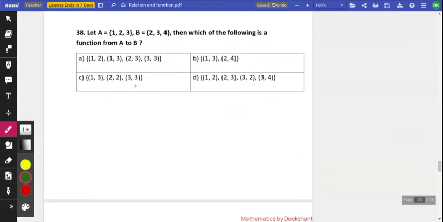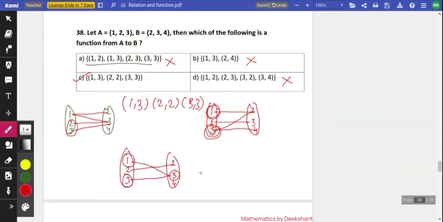You have to check which of the following is a function or not. In this question, in option B, the image of 3 is not present. So option B is not correct. This is known as a many to one function. And in this case, this is not a function because the image of one element is both 2 and 3. One element cannot have two images. So this is not a function. So the correct answer is option C.